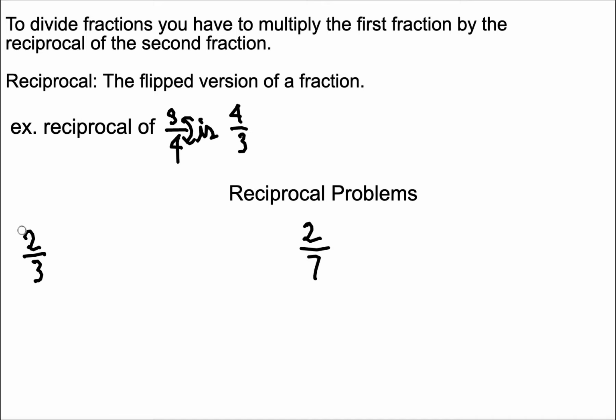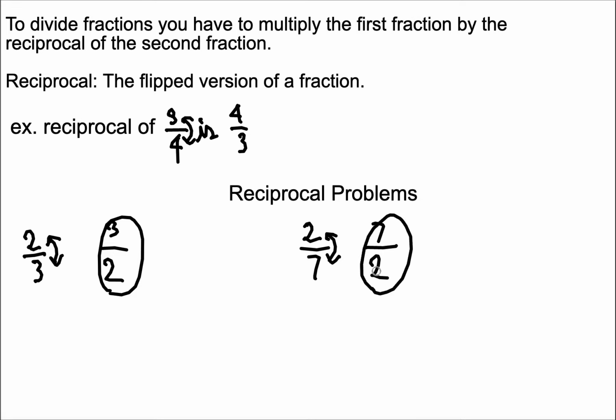So let's try to find the reciprocal of 2/3. We need to flip the two numbers. We flip 2 and 3, they swap places, and we swap 3 with 2, so we get 3/2, which means the reciprocal of 2/3 is 3/2. Now, our second problem is 2/7. We have to now swap those two numbers. And that means that 7 swaps with 2 and 2 swaps with 7, and we get 7/2, which means 2/7 reciprocal is 7/2.